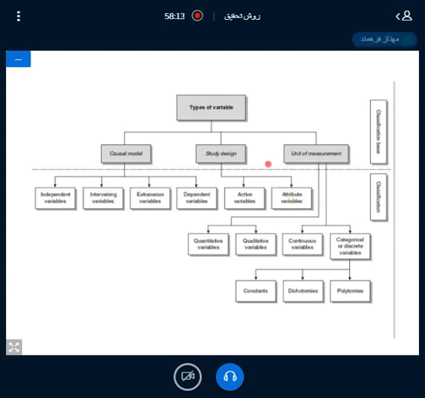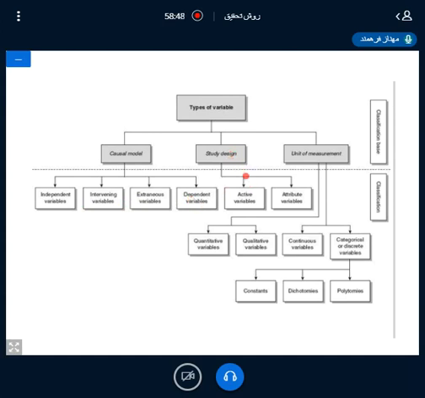Here you can see types of variables and classification of them: causal model, study design, and unit of measurement. Here, the causal model has four kinds that we have already covered: independent variables, intervening variables, extraneous variables, and dependent variables.